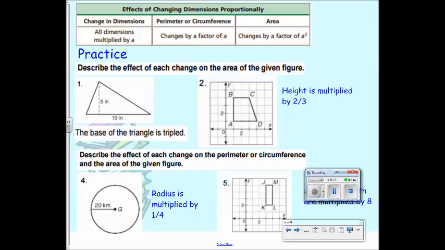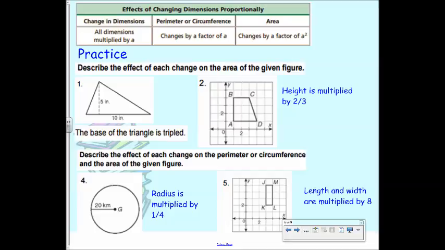All right, so when you change the radius, the circumference is still multiplied by 1/4, but what happens to the area? You divide it by not 4, but 16. So you square that number and divide it. So when you're only changing one dimension, like we did in numbers 1 and 2, you're just going to keep the same rate of change. When you're talking about perimeter and area, the perimeter stays the same, but the area changes by a factor of a squared. So whatever your change factor was, square it.